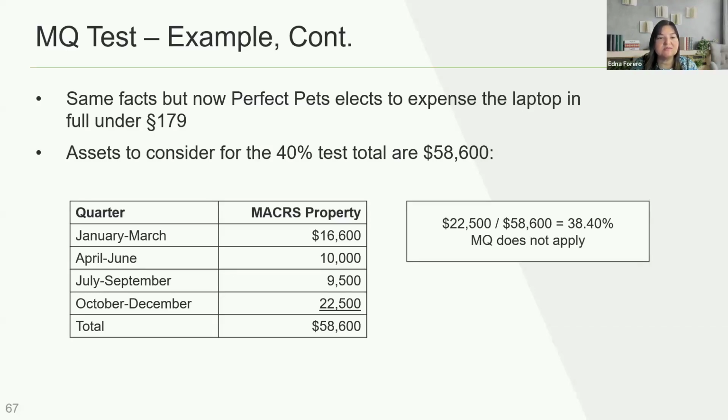But regardless, we want to look at when did our client buy their materials or their assets in this case, when they place those in service, which quarter, to determine whether we have to use mid-quarter or whether we can use mid-month or half year.